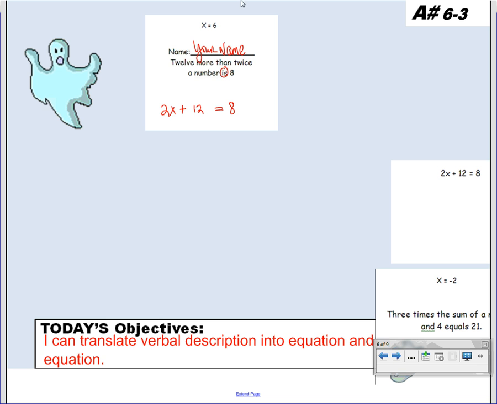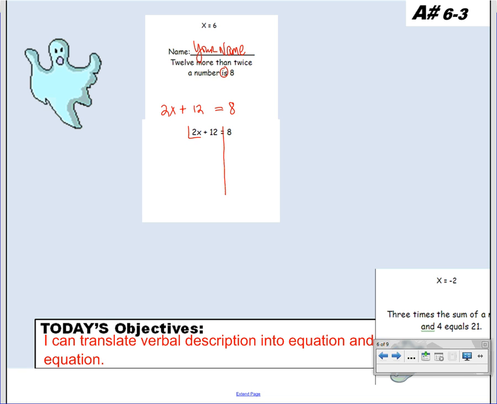Next, you're going to look into your other stack and see where you can find the box that actually has that equation, 2x plus 12 equals 8. You're going to paste or tape that box to the previous box. You could even cover up what you originally had or paste it underneath. And now in that new box, you're going to solve.